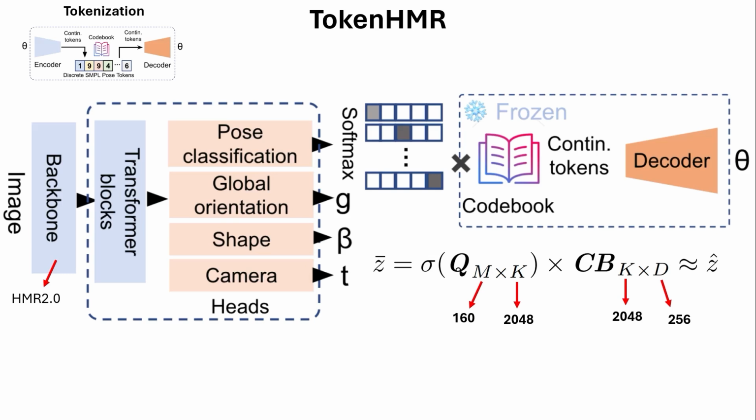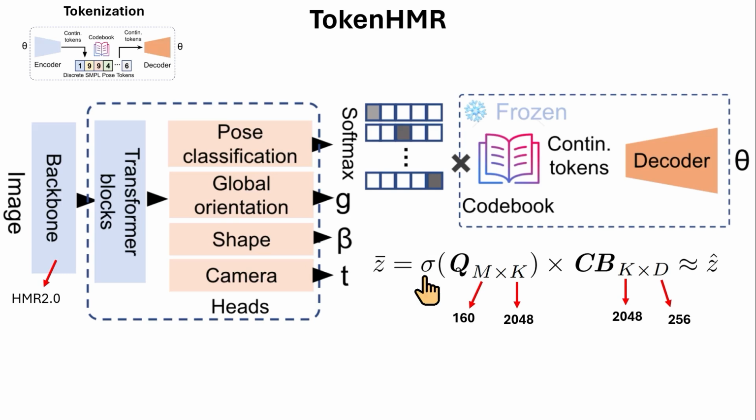They say, once I want to use TokenHMR to output poses, a naive approach is to use this pose classification to directly find one of the pose tokens among the 2048 different poses that I have. But the problem with that is that I need some argmax, which is not differentiable. So instead, they thought about something else. They said I can output this Q matrix, which says for each of these 160 vectors, I have to find a weighted average of all these discrete pose tokens.